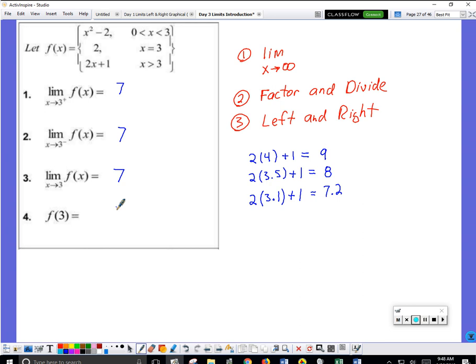Everyone give yourself 2 points. So when the x-coordinate is exactly 3, the y-coordinate is exactly 2. Question?